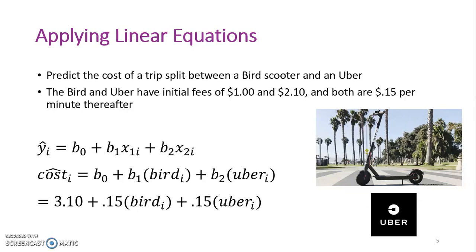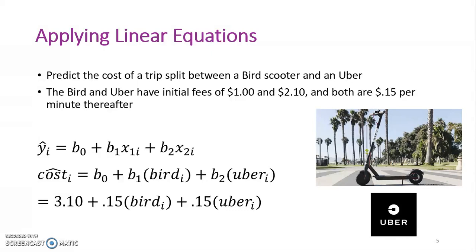So in order to do this, we would have to account for the time we would spend on the scooter and the time that we spent in the Uber in our prediction of cost. So this is what that equation would look like. The bird has an initial fee of $1, and Uber has an initial fee of $2.10 just to activate the bird or just to initially get into an Uber.